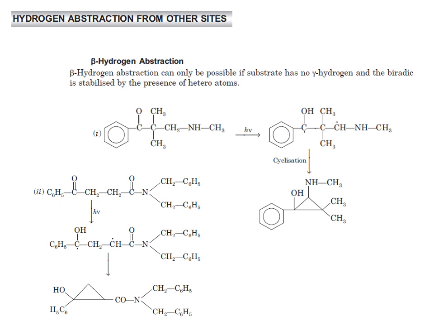Now let us consider the first example. If we consider the first example, we can see here the biradical is produced after the abstraction from this alpha and beta position.